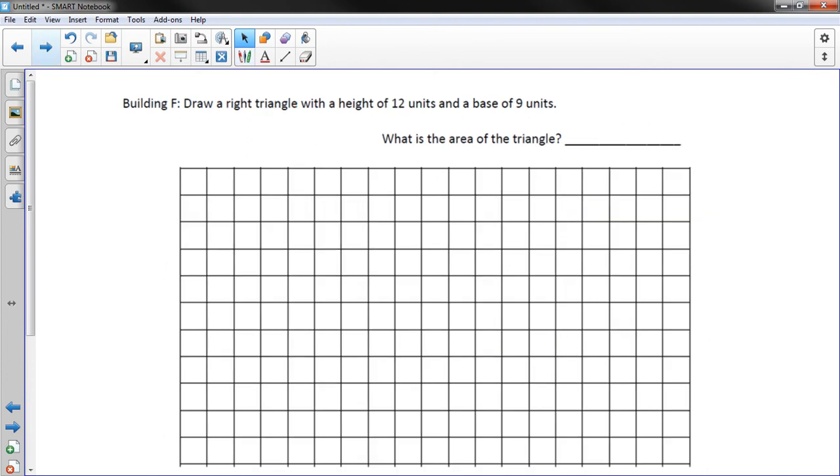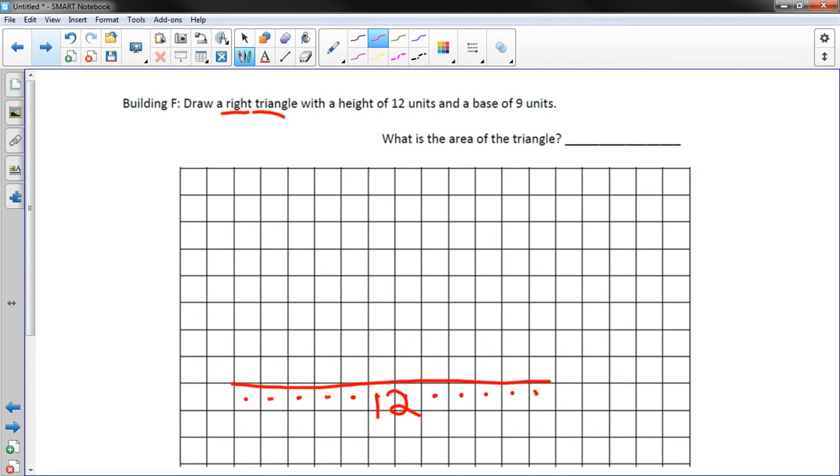Draw a right triangle with a height of 12 units and a base of 9 units. Okay, we're working with triangles here. And it's going to be a right triangle. So 12 and 9. I think I'm actually going to do the 12 part along the bottom because it's long. 1, 2, 3, 4, 5, 6, 7, 8, 9, 10, 11, 12. I hope that's 12. It didn't sound like it. 1, 2, 3, 4, 5, 6, 7, 8, 9, 10, 11, 12. Yep.